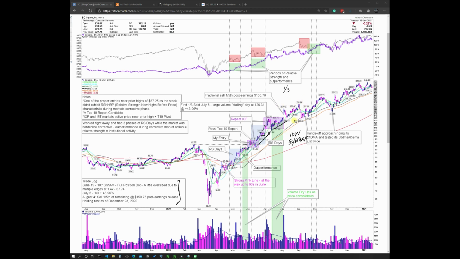But in the case of SQ, this is as good as it gets. It works right away from your entry area. It builds that cushion that you're looking for. It rides the 21 DMA. We see some sort of turbulence in this area where the market is pulling back and SQ is pulling back, right? But it's very respectful of its 50 DMA here. And then we see another trend.